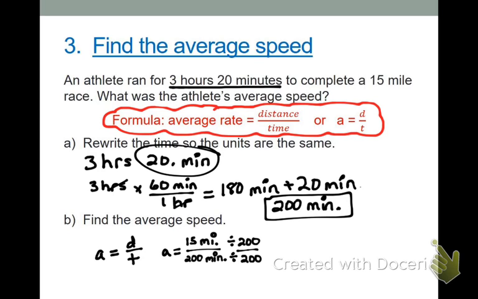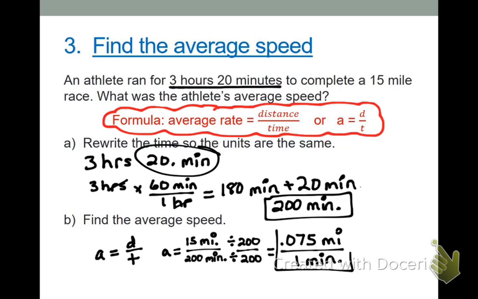When I divide that out, what is my answer? 0.075. Help me out. What's my units? 0.075 miles per minute. Thank you for saying the word per and reading it correctly.